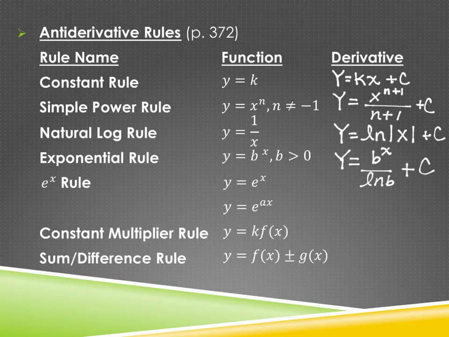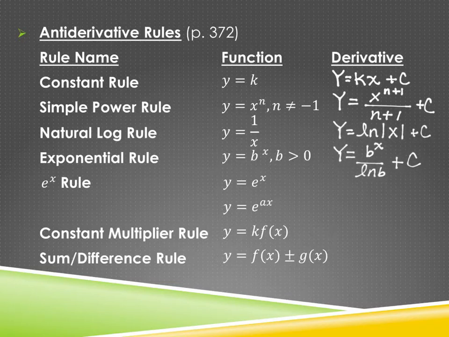And now you appreciate e to the x even more. If the derivative of e to the x is e to the x, what do you suppose the antiderivative of e to the x is? E to the x, yeah. Very good news. Like I said, I'm still writing too large. Oh my goodness. All right, so here's y, and it's e to the x.